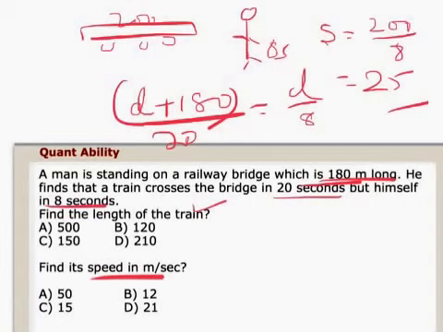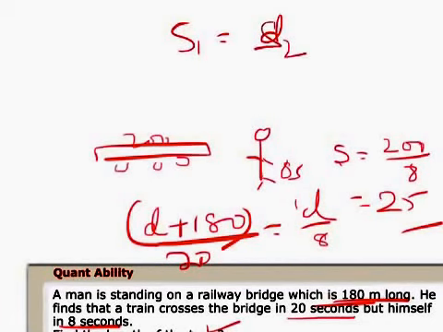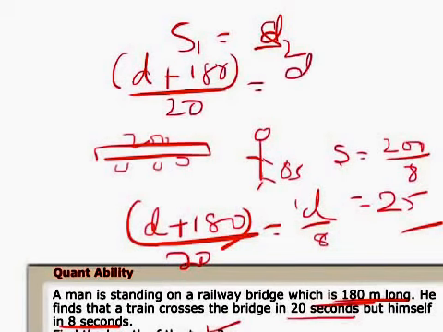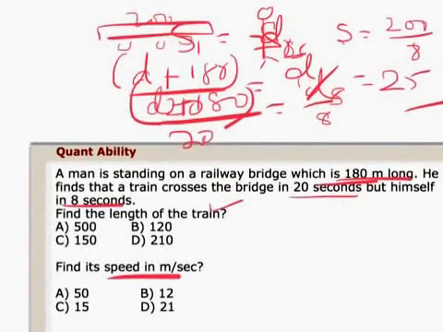Alright, let me do this question again. What I'm trying to say here is, can I say the speed of the train in the first case is equal to the speed of the train in the second case? In the first case, the train plus the total bridge is covered in 20 seconds. The man itself is crossed in 8 seconds. So d by 8, d plus 180 by 20, I'll cross multiply and I can solve. That is the normal way of doing this question.